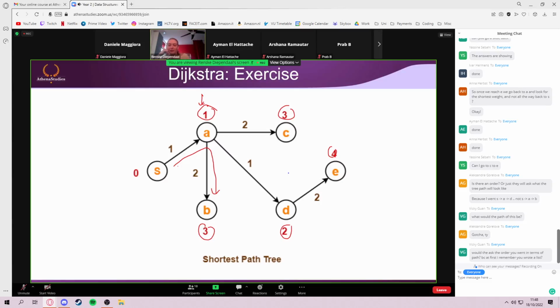Would they ask the order you went in terms of paths? I think no, they probably won't ask you to do this. I asked you to write the order down because if you do the breadth first search, there's not really a result. It's more like you're traveling through the graph. For this one, you really do have a result because you have the weights for each node or the shortest path. So you can sort of prove that you did it correctly. So I don't think they'll ask you the order in which you went.